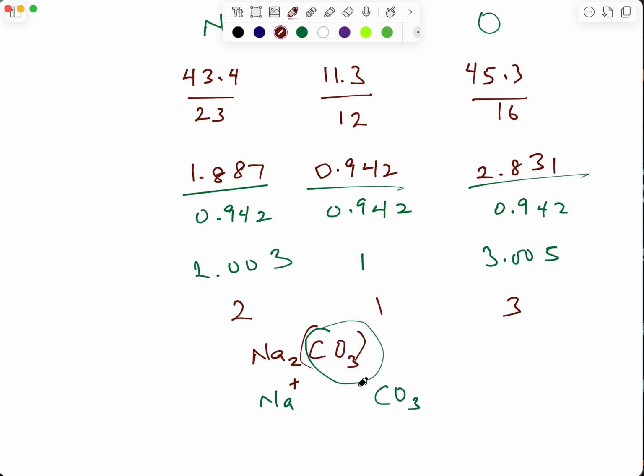That means that it must have gotten the 2 from the combining power of CO3. So that will be CO3 2 minus. And so this is such a compound. And that's what empirical formula is.